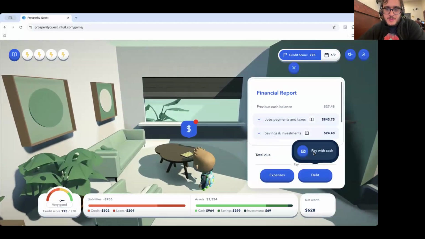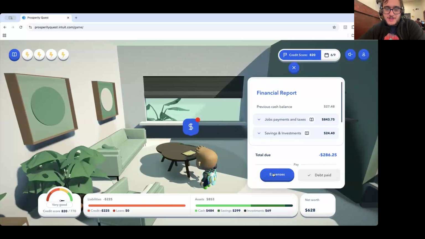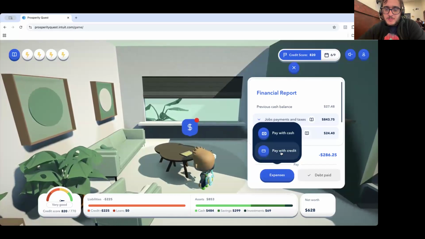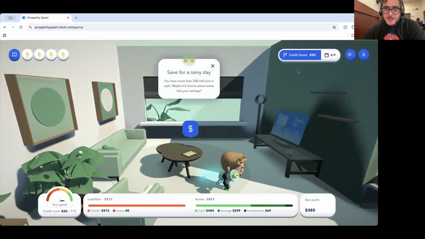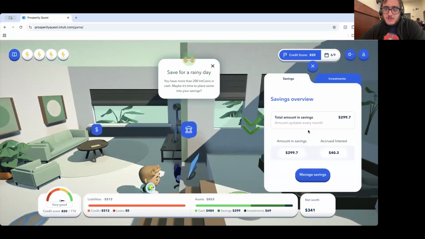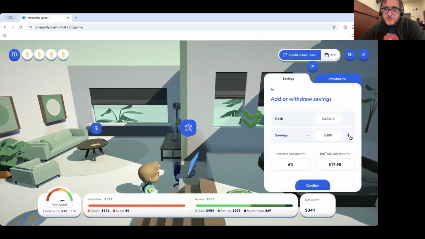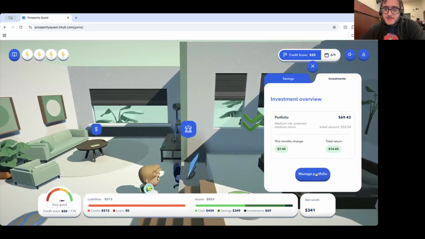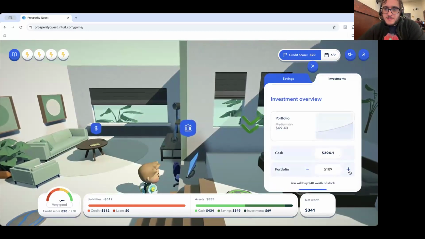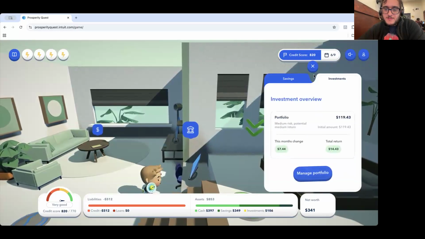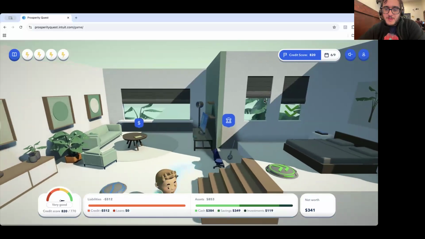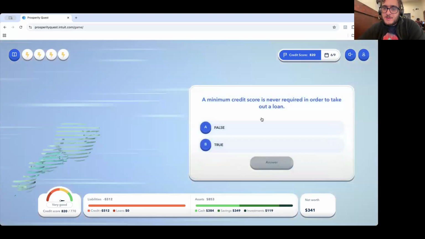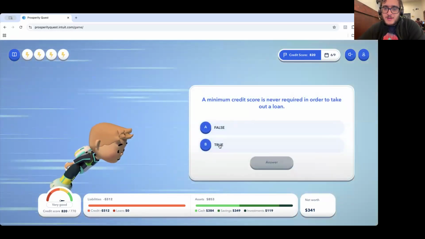So again, pay the debt down, pay with cash. Now my credit score is 820. It's very good. We'd love to see it. I'm gonna pay my expenses with credit again. Okay. Manage savings. We're gonna add more to the savings. Confirm. We're gonna go to investments. Gonna add that. There we go. And then exit room. We're almost done with this game. We're going to now level. Minimum credit score is never required in order to take out a loan. False.